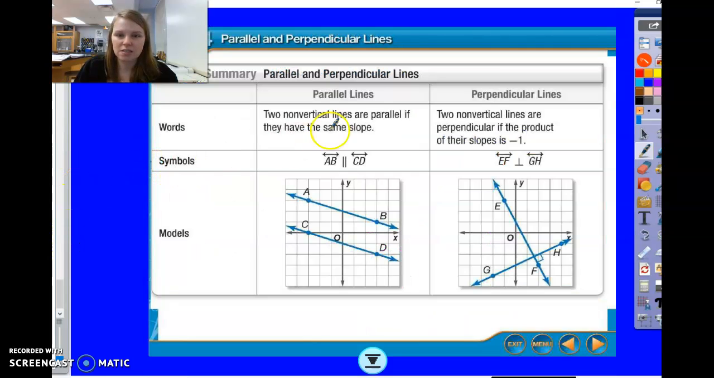Alright, so to summarize, lines that are non-vertical are parallel if they have the same slope. Perpendicular, I would just say that it has to be opposite reciprocals for it.